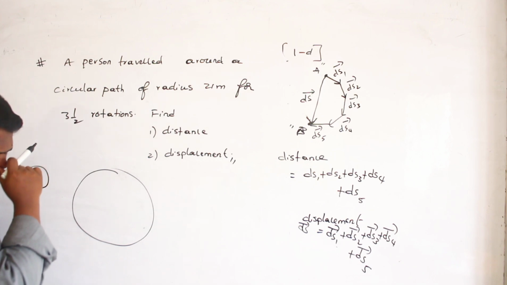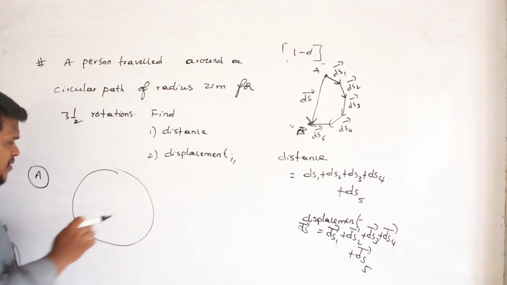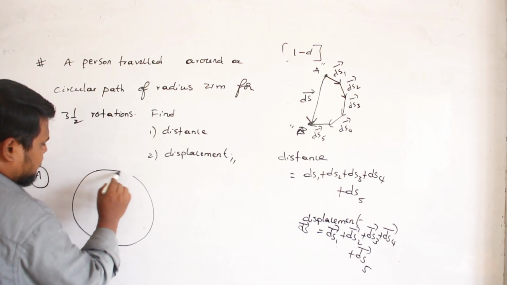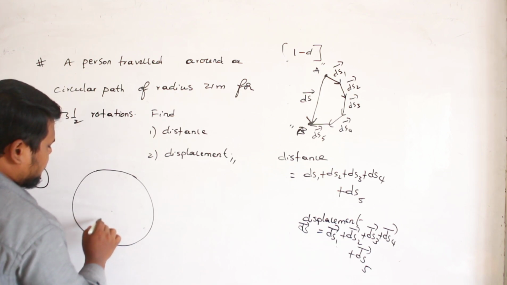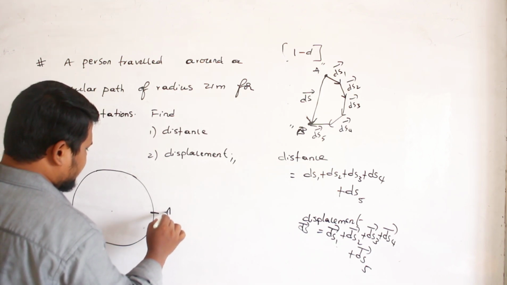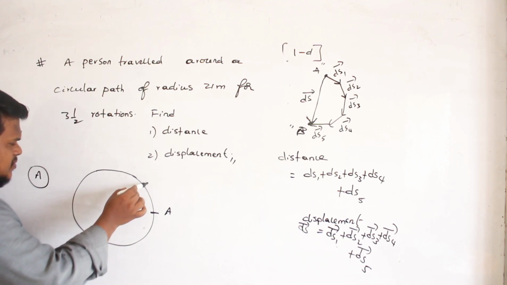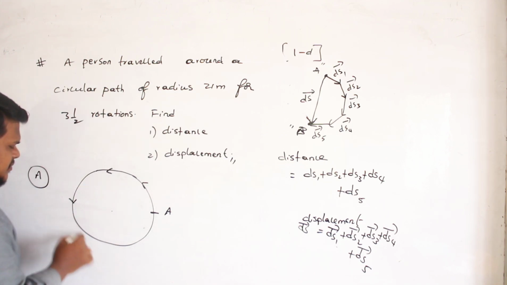Displacement 42 is correct. Very good. So the person has started from A. Clear? So he is traveling in this circular path.